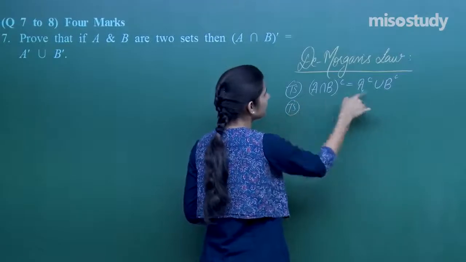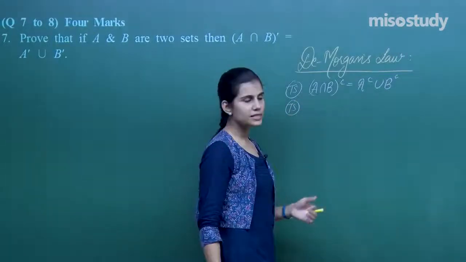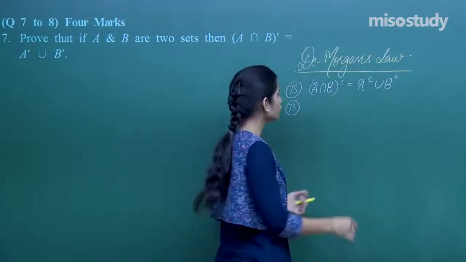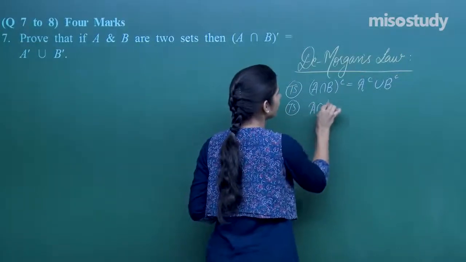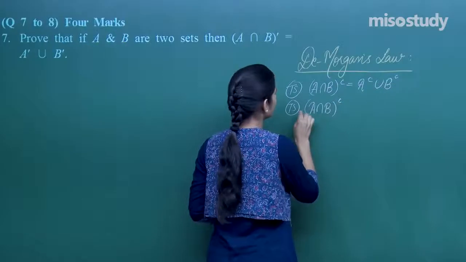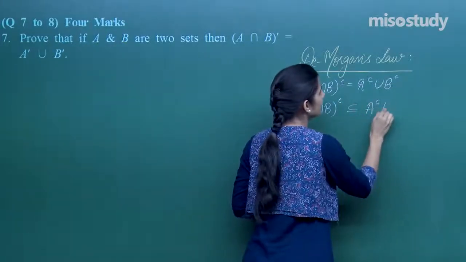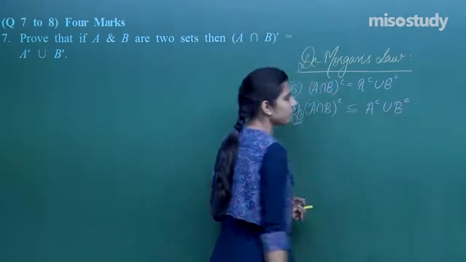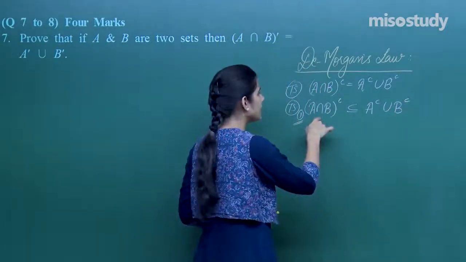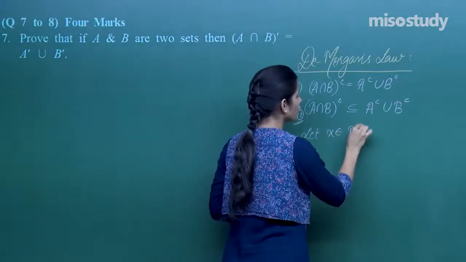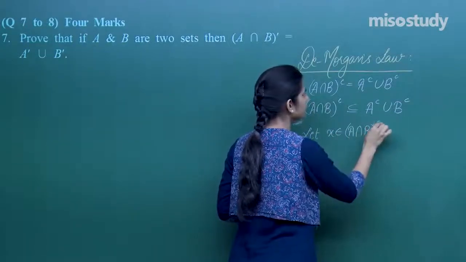Left hand side is one set, right hand side is one set. To show two sets are equal, LHS is contained in RHS, RHS is contained in LHS. This is what I have to show. So firstly I have to show A intersection B whole complement is contained in A complement union B complement. Consider an element in this set. Let x belong to complement of A intersection B.